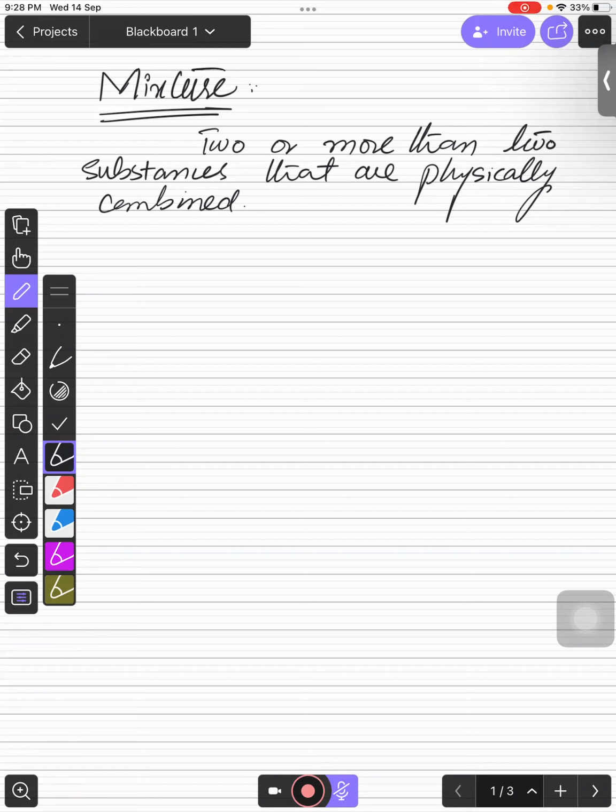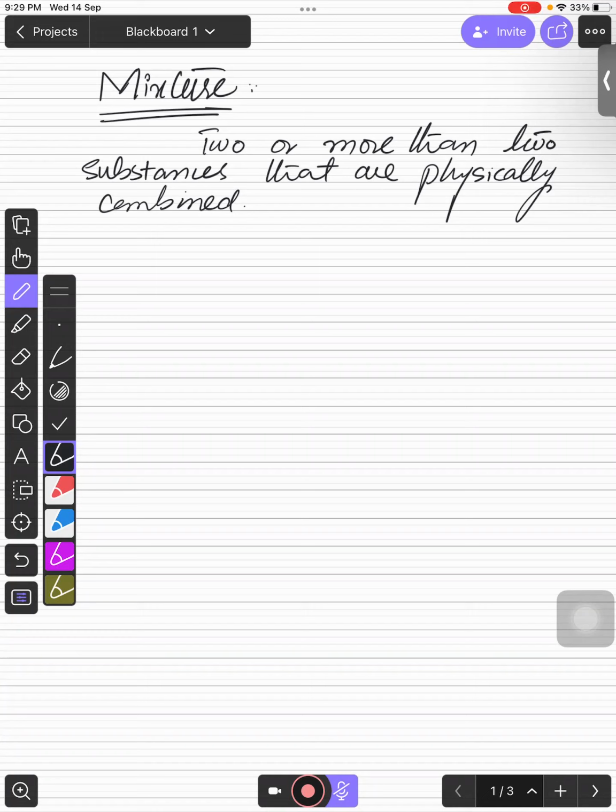What about air, bachcho? Is that a mixture or not? Yes, sir, it is a mixture. Very good. Air is a mixture of gases, right? What about seawater? Is seawater a mixture or not? Yes, we know that seawater is water plus salt. So we can say that seawater is also a mixture.